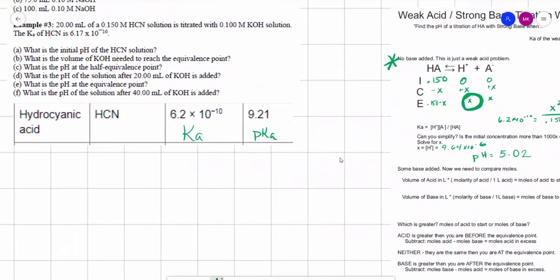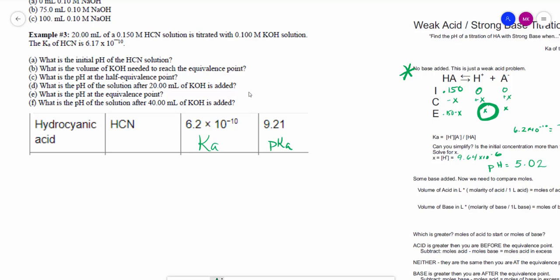So then, what is the volume of KOH needed to reach the equivalence point? This is just a straight stoichiometry problem. So you need to know what the reaction is. So I have HCN, and it's going to react with KOH. Now you need to practice those skills. How do you predict the product? Well, the first thing you do with a weak acid and a strong base, you're going to make water. Then you make your salt. Salt is comprised of the cation of the base, which in this case is potassium, and then the anion of the acid, which is going to be cyanide. So potassium cyanide. Everything is balanced here, so we have a 1-to-1 reaction.